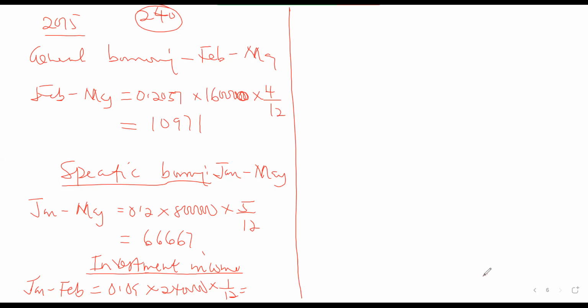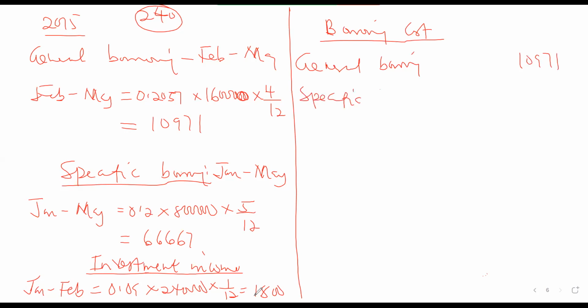I'm getting 1,800. Yes. Okay. So let's look at our borrowing cost, our total borrowing cost. Our total borrowing cost will be the general borrowing of 10,971, the specific borrowing will be 666,667 minus 1,800, which is the investment income.